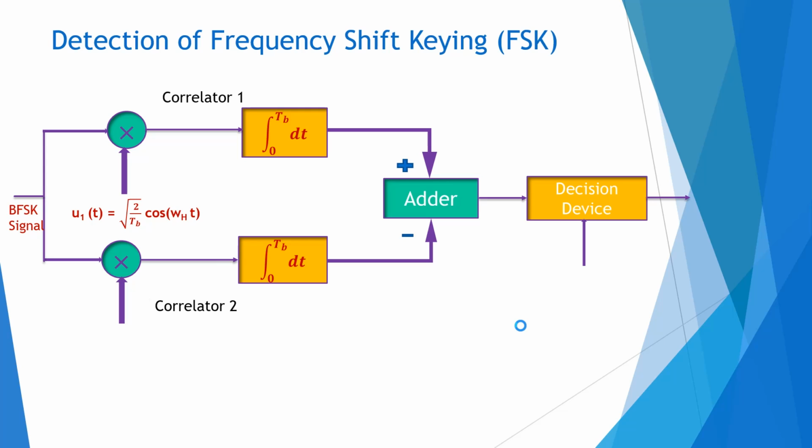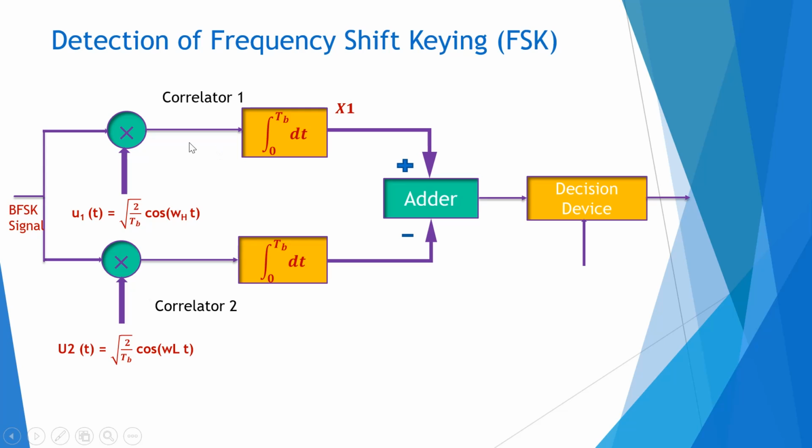Here we have considered, for example, u1(t), which is nothing but square root of 2 by Tb cos(omega H t), whereas you can find the other carrier, square root of 2 by Tb cos(omega L t). Now these two signals are applied to the integrators. Here we can easily find the output of the integrators. Actually, the multiplier plus this integrator is known as a correlator.